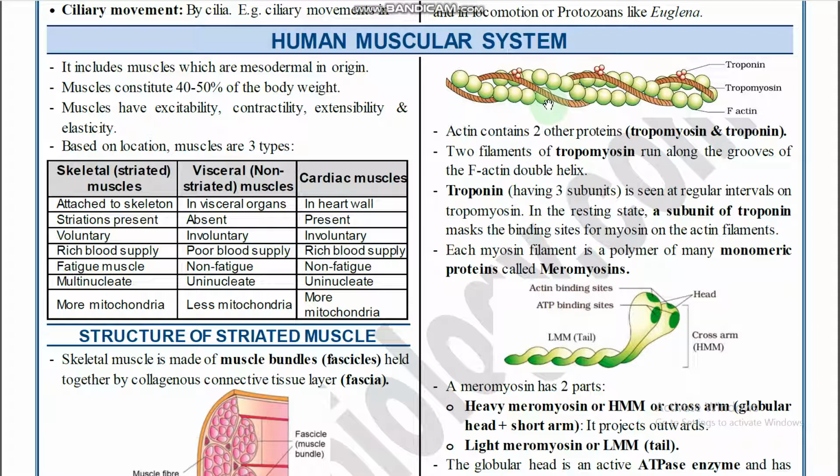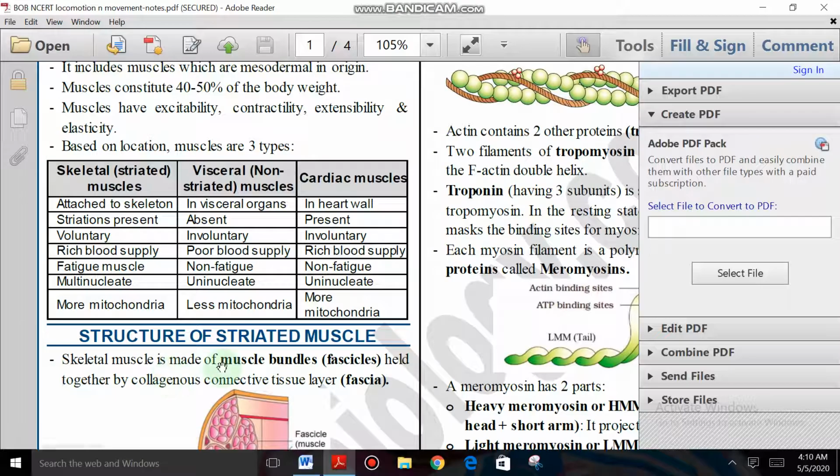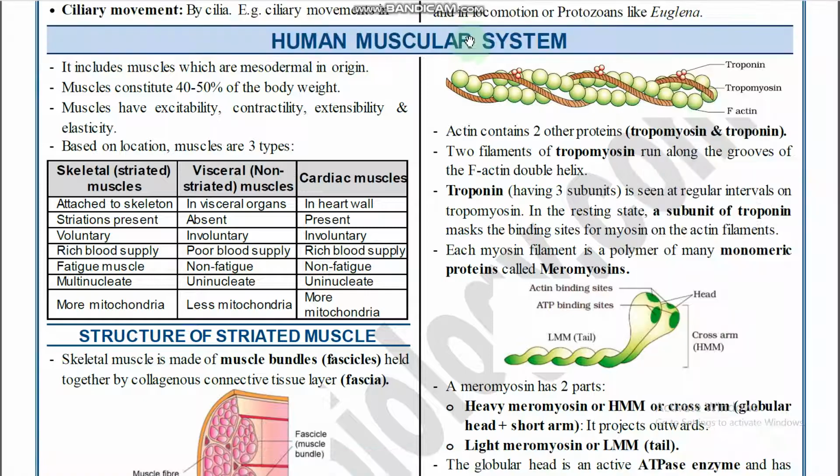Last weekend's NEET examination, right? Labeling of actin and myosin filaments is most important. Actin contains two other proteins, tropomyosin and troponin. Two filaments of tropomyosin run along the grooves of the F actin double helix, throughout the length of the actin protein, right? That is tropomyosin, and troponin has three subunits. Troponin has three subunits, seen at regular intervals on tropomyosin, right?